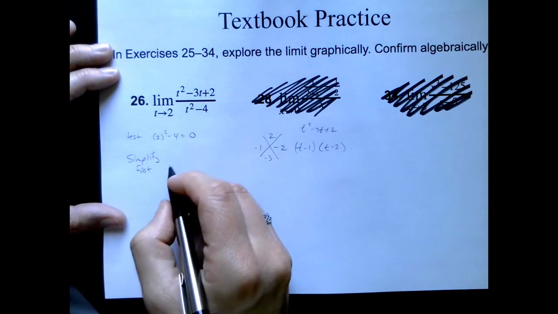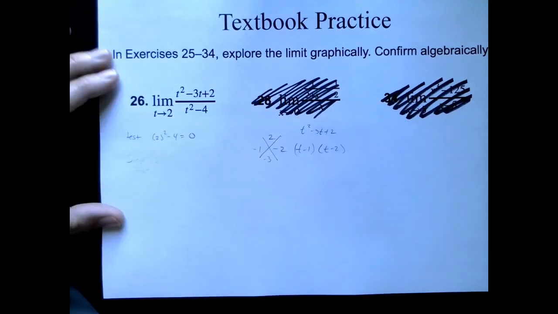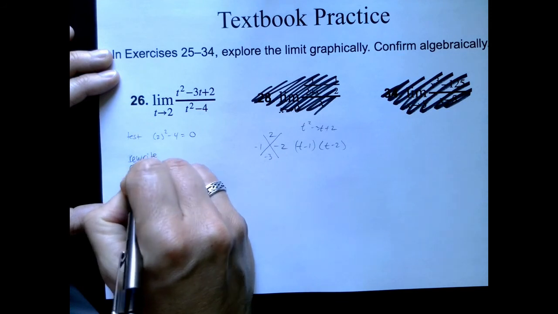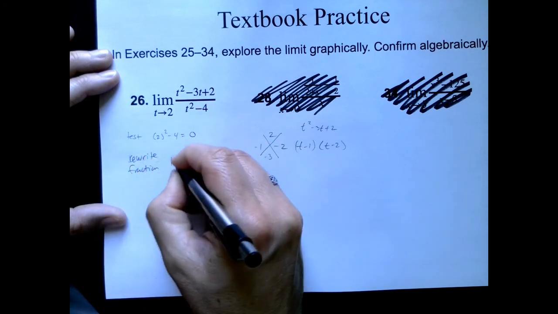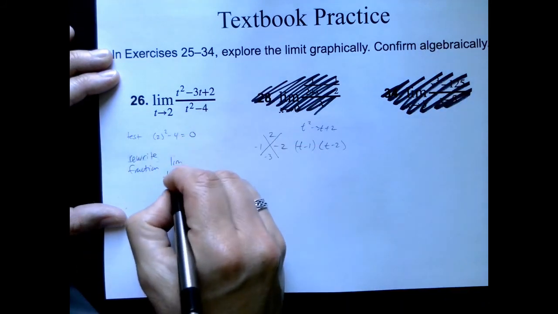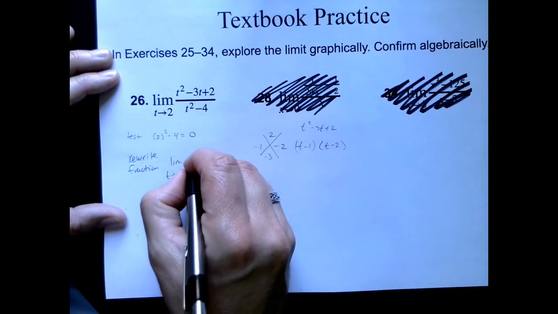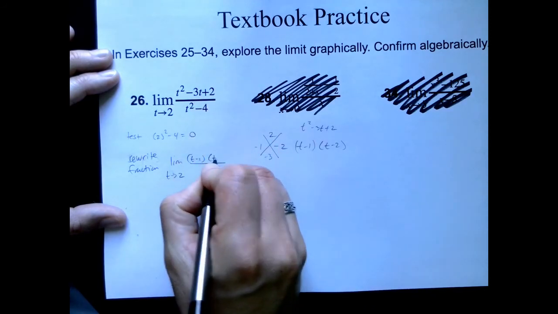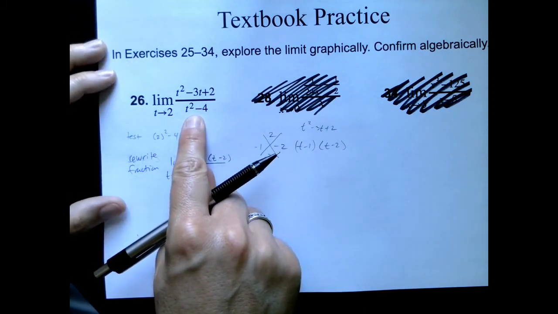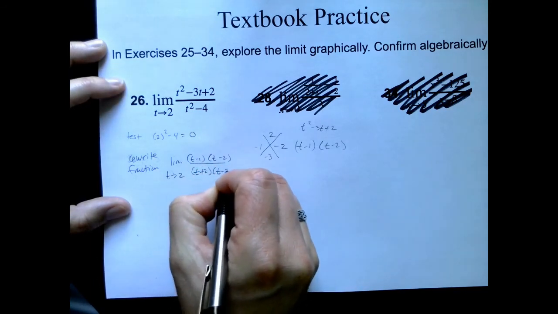So actually, we're not going to simplify. We're going to rewrite it. Rewrite fraction. So this becomes the limit as, whoops, not x, this is a t. T approaches 2. So the numerator becomes this. So we have t minus 1 and t minus 2. The denominator is also factorable. That should be slapping you in the face right now. That is a difference of squares. T plus 2, t minus 2.